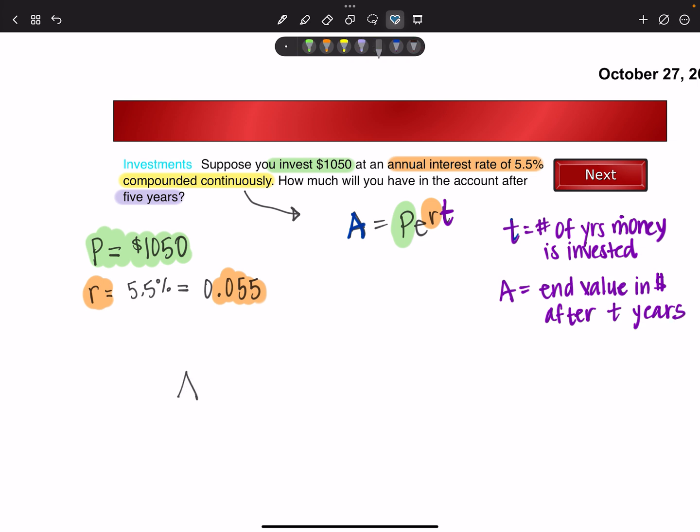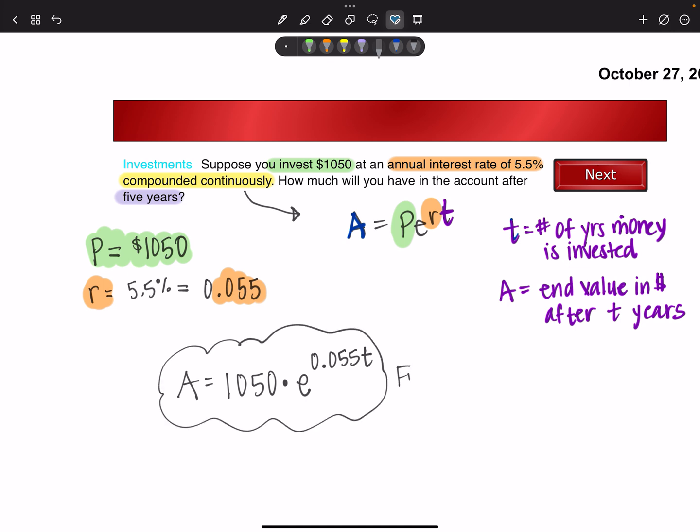So we'll have A equals 1050, that's our initial value, times e raised to the 0.055 T power. So this right here is our function. A function has an input and an output, and that's two variables. Put a value in, get a value out. So you have an independent variable and a dependent variable.